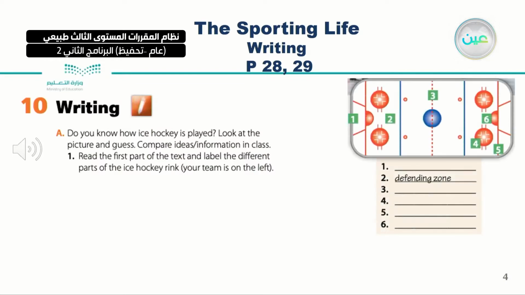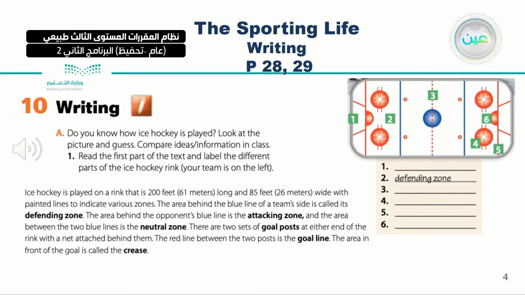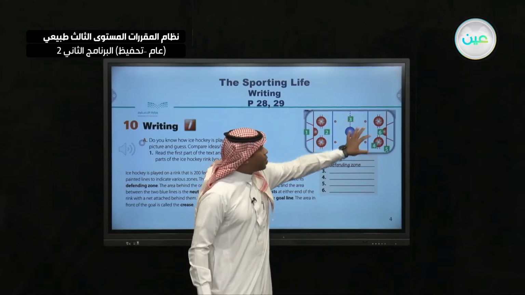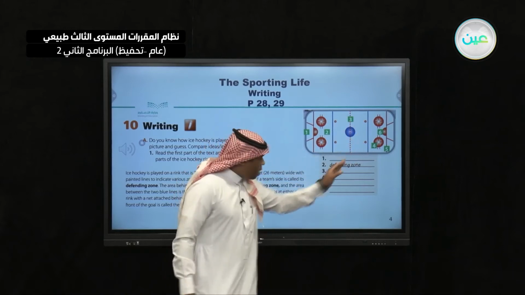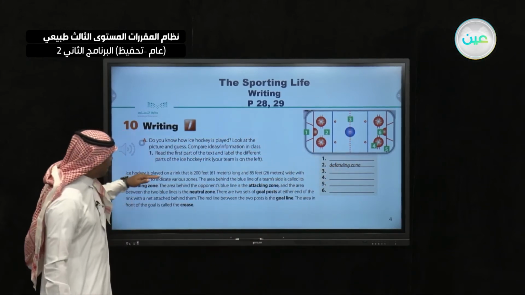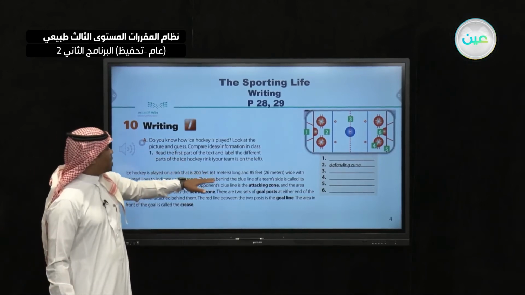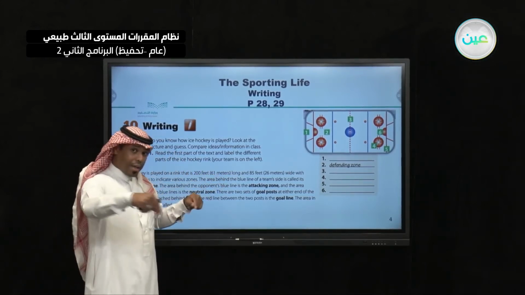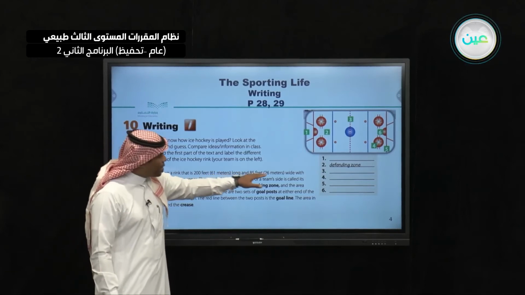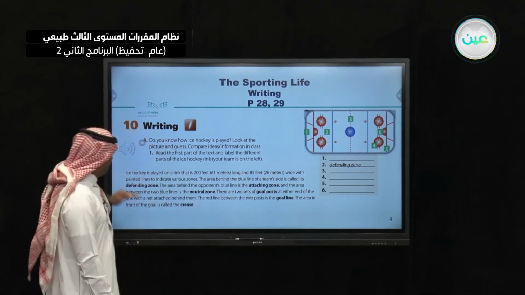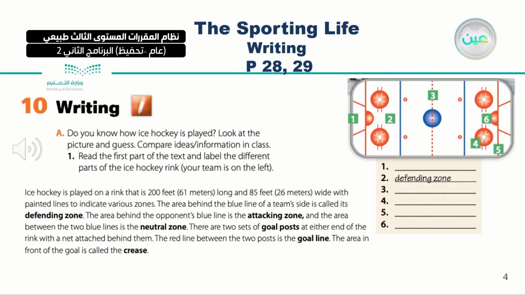Okay, now, as you can see here, we have lines, the red line, the blue line, and the area between them. Now, look at the area here at the center, number 3. As you can read, ice hockey is played on a rink that is 200 feet, about 61 meters long, and 85 feet, 26 meters wide. Painted lines indicate various zones.